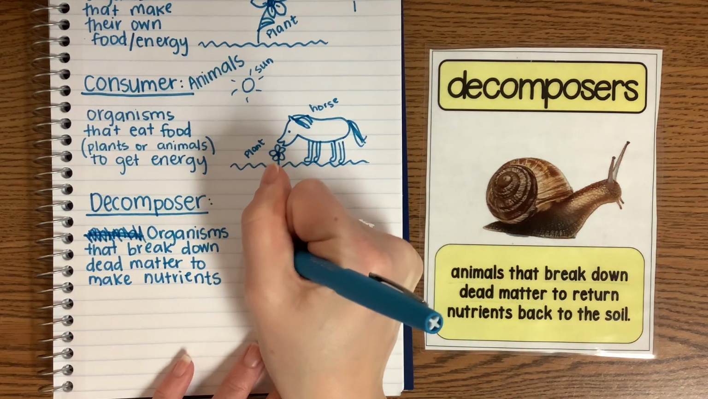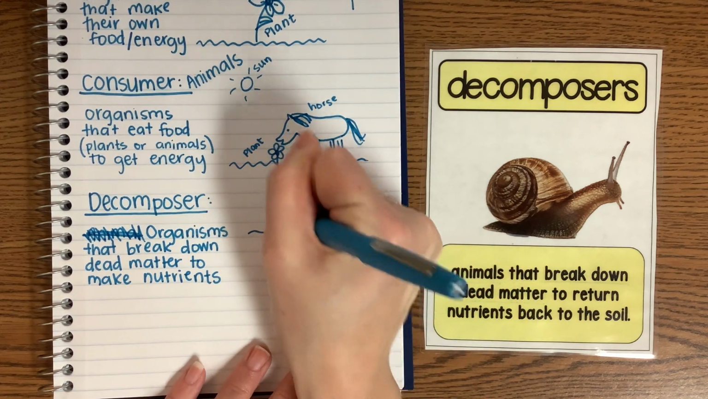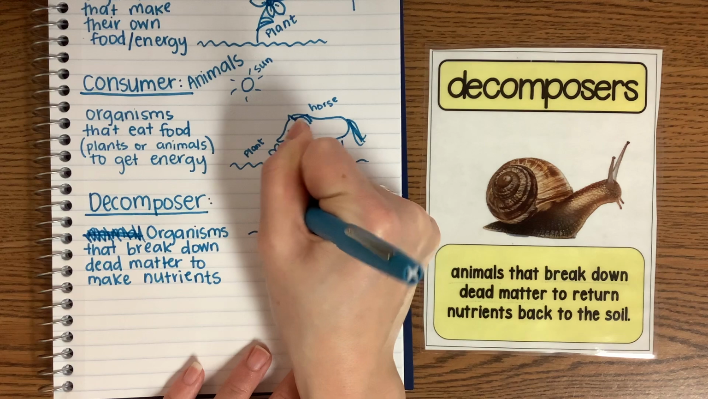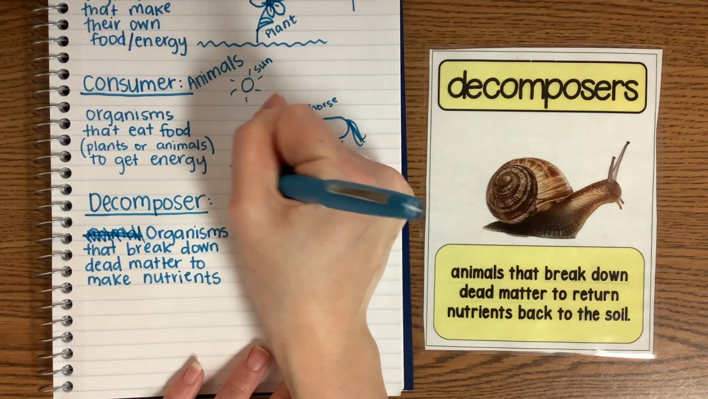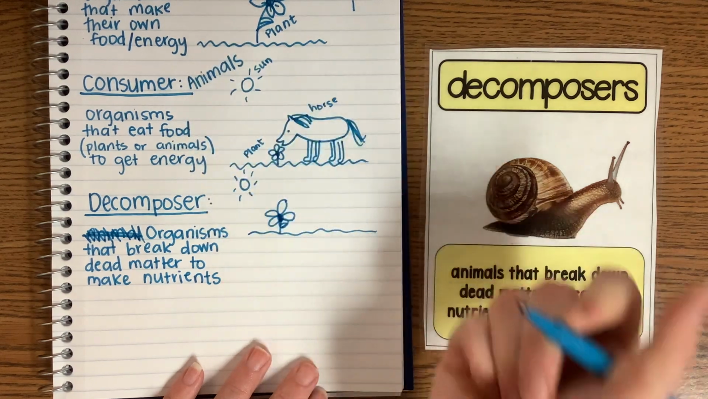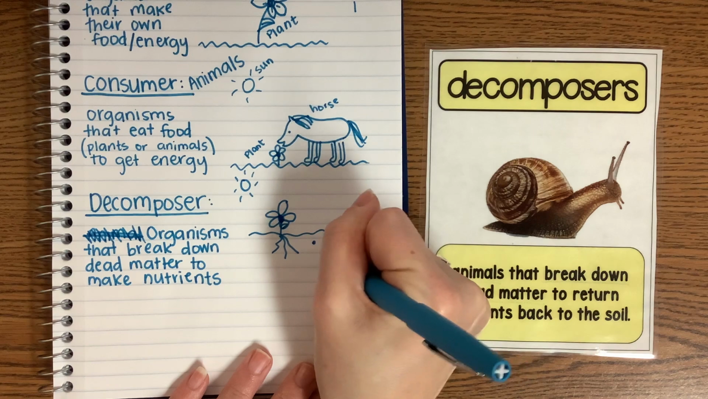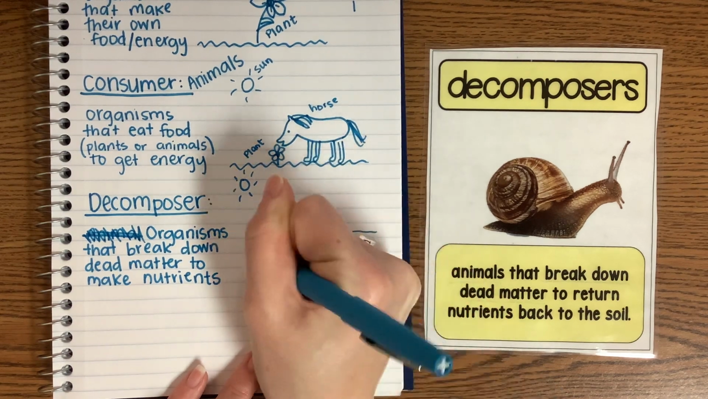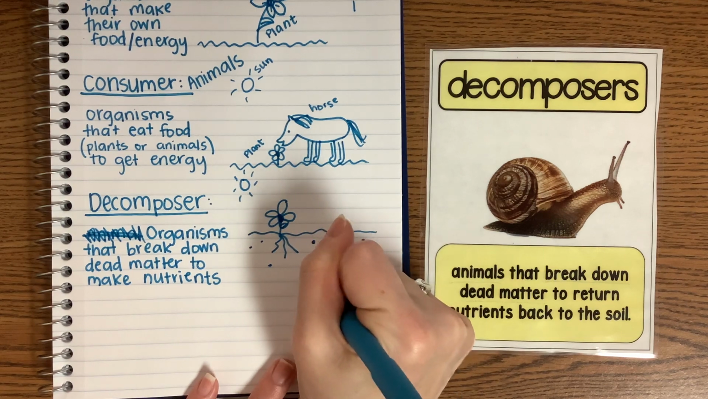So I'm going to draw my ground a little bit higher. I'm going to draw a plant. I'm going to draw the sun. I'm going to draw the plant's roots down here, showing that this is soil. And I'm going to draw little teeny tiny specks to stand for my nutrients.